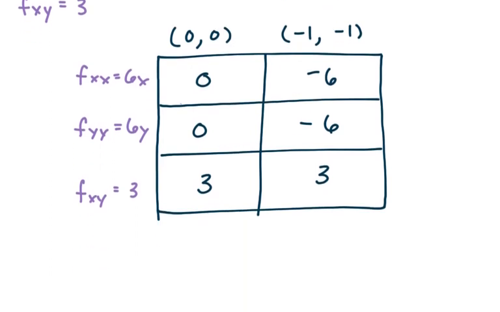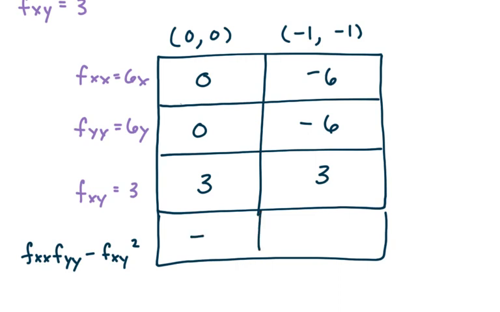All right, we also need the discriminant for each of these. And the discriminant is found by fxx times fyy minus fxy squared. So this product, 0 times 0 minus 3 squared, that discriminant gives me -9. Over here, this product is 36. Again, minus 3 squared. 36 minus 9 is 27.